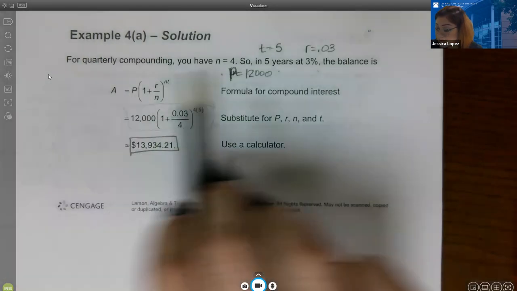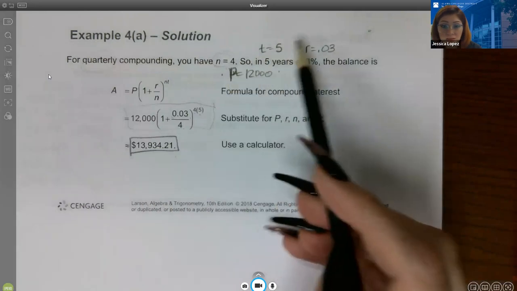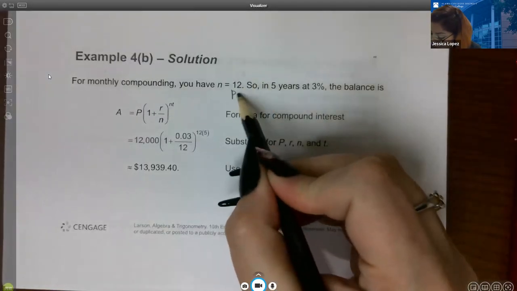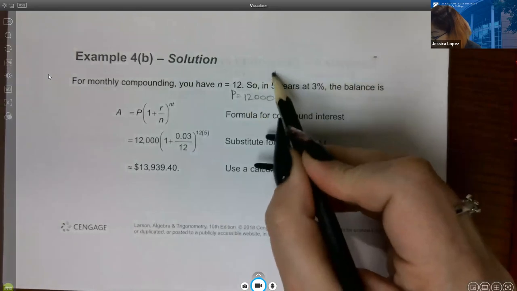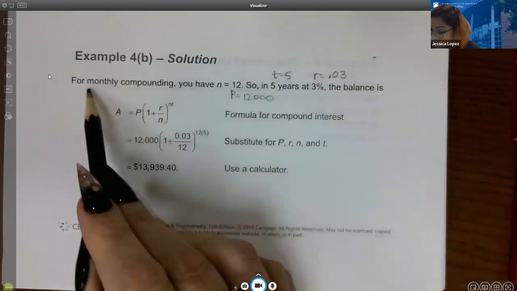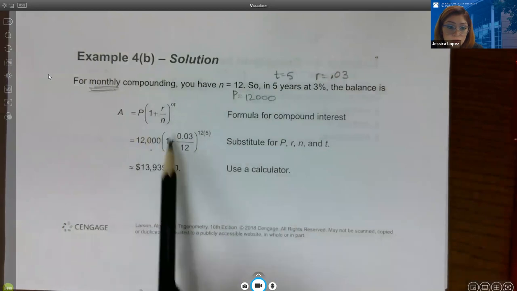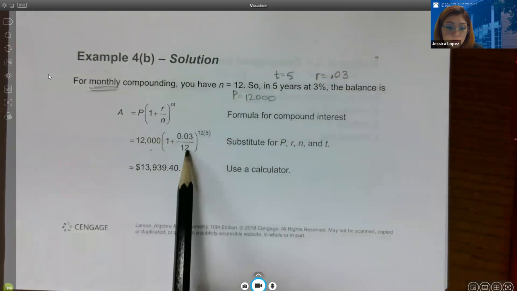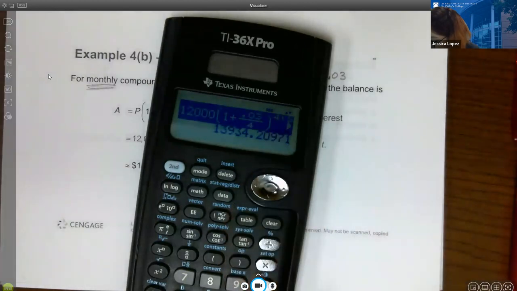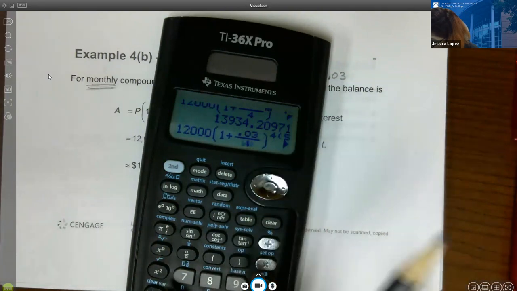Part B is gonna be exactly the same, but because it's monthly, the N is going to be different. But the time, the rate, and the principal amounts are gonna stay the same. So again, P is gonna equal 12,000. T is equal to 5, R is equal to 0.03, and N is equal to 12 because it's monthly this time, okay? So we plug everybody in. 12,000 for P, 1 is 1, 0.03 for R, 12 for N, 12 for N again, and then 5 for T. And so I already got all that in there. I'm just going to change the N's. So N was 12.